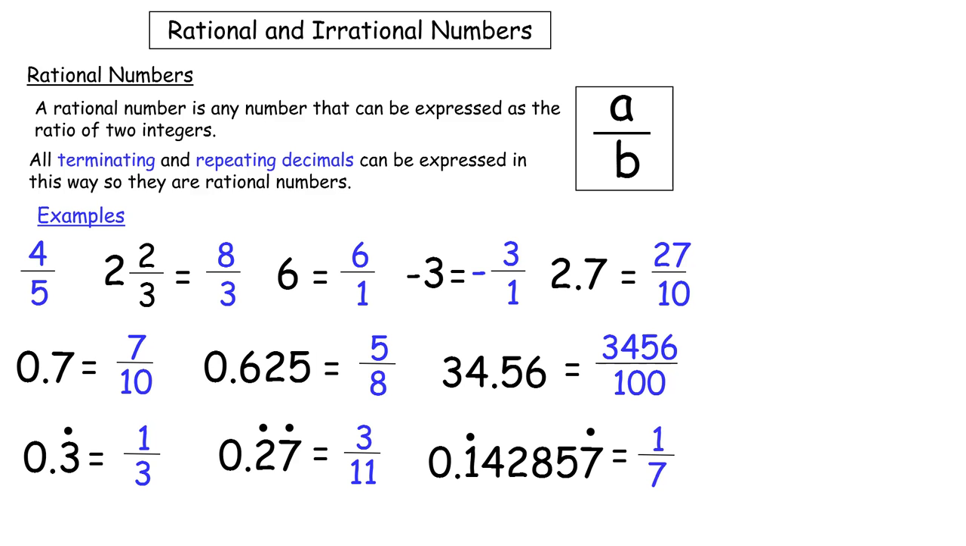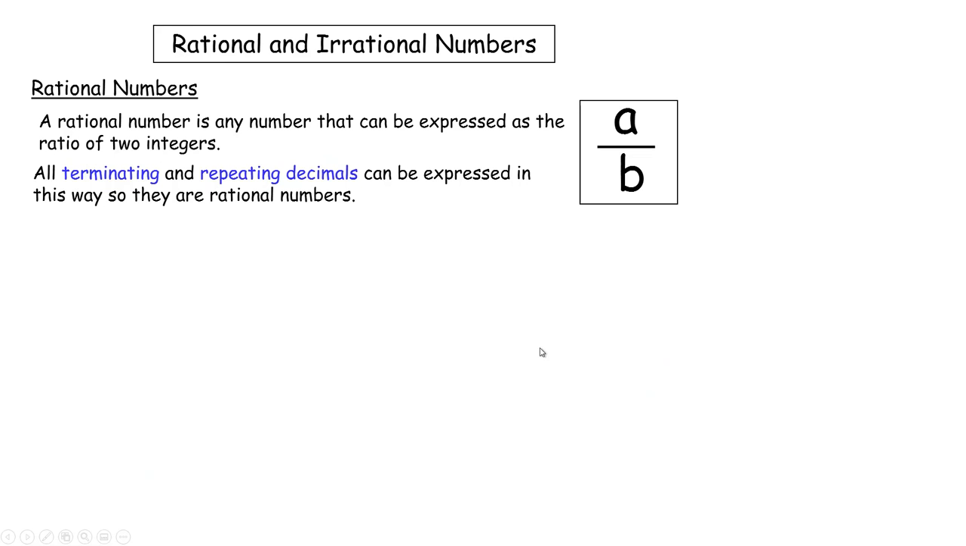Here we go. We've got a repeating decimal here, 0.142857. So it keeps repeating then. Everything from 1 to 7 repeats each time. And we can write that as 1 over 7. Because it's repeating, it's a rational number.